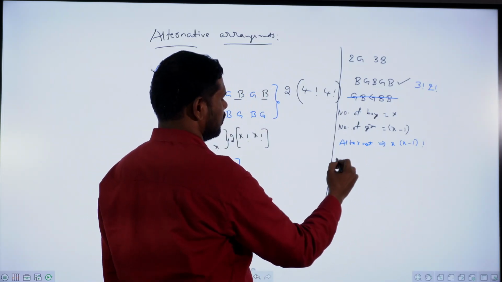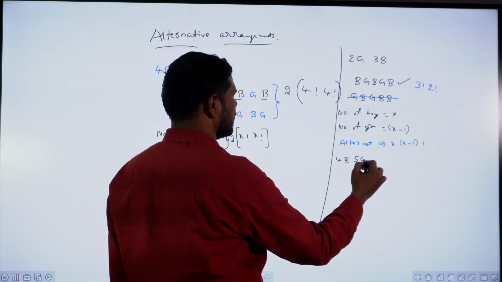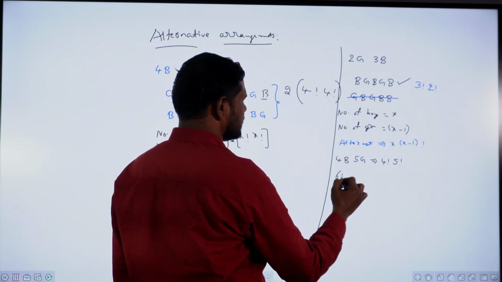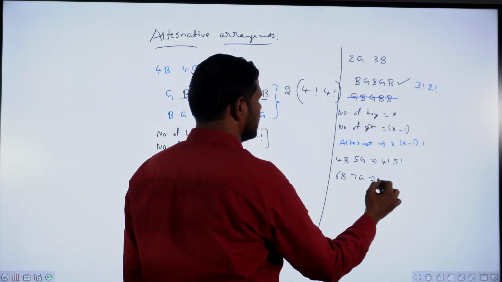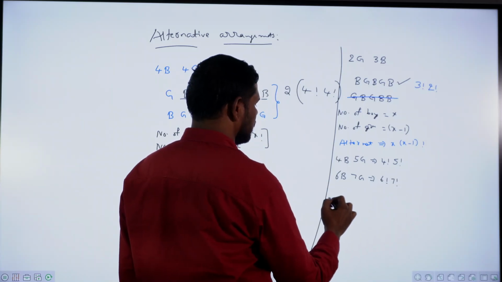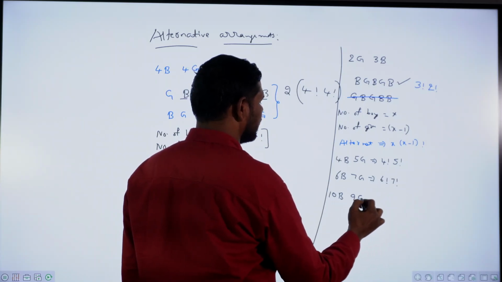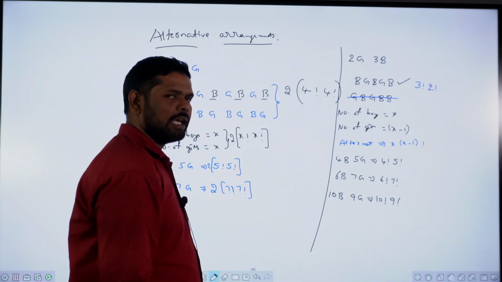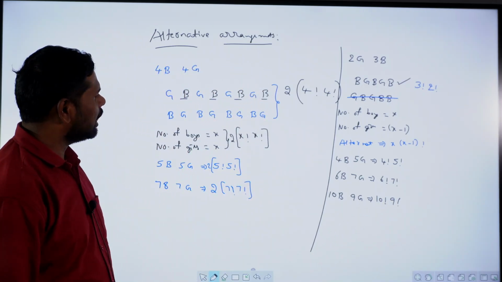Suppose 4 boys and 5 girls are there. How many ways? 4 factorial into 5 factorial. 6 boys and 7 girls: 6 factorial into 7 factorial. 10 boys and 9 girls: 10 factorial into 9 factorial. First we arrange 9 girls like that. So these are the alternative arrangements.